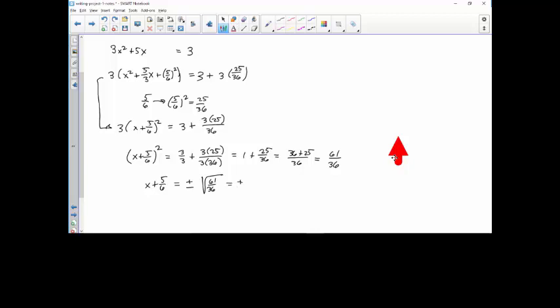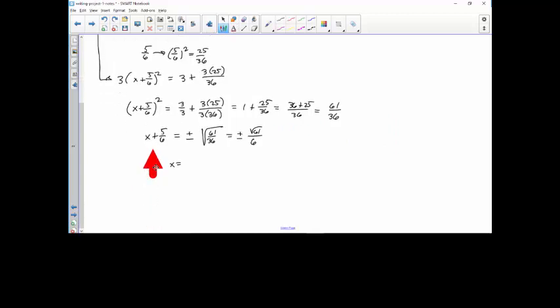x plus 5/6 equals plus or minus that square root. And that's plus or minus the square root of 61, which I'm not sure, but I think it's prime. And the square root of 36 is just 6. And so x equals, subtract the 5/6 from both sides. x equals minus 5/6 plus or minus the square root of 61 over 6. So it's minus 5 plus or minus the square root of 61, all divided by 6.